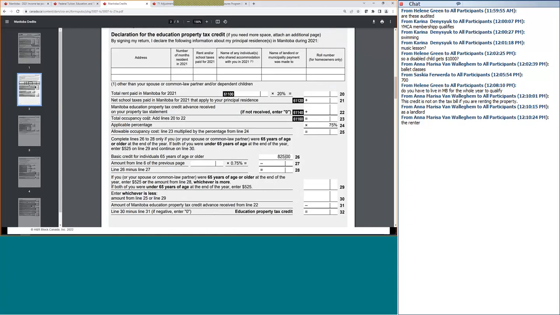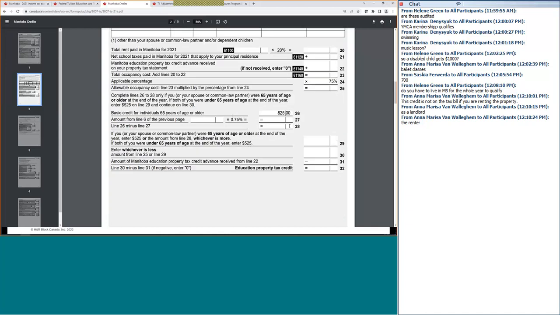Okay. Then you're going to put the total occupancy cost. The allowable percentage is max 75%. If you are a senior or your spouse is a senior, you're going to add a basic credit of $825 reduced by your family income times 0.75%. You might get a little extra if you're low income as a senior here. And then you're going to get either $525 or whatever this amount is, whichever is more. So if you're a senior, you might get a higher rent credit than if you're not a senior.